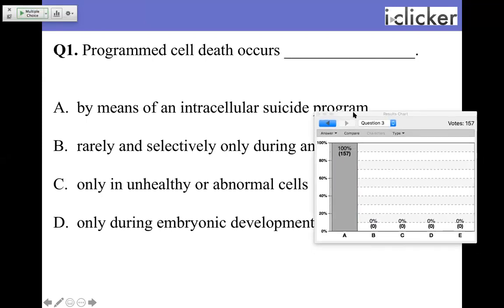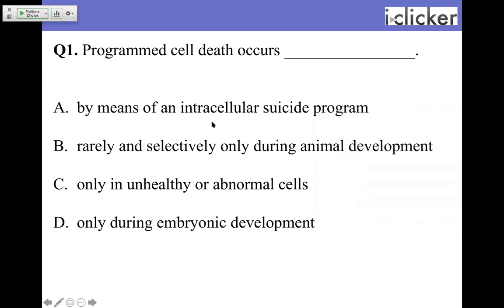Yes, for programmed cell death, the only statement that describes it correctly is that it's an intracellular suicide program. The cell is activating a sequence of events that results in this nice, neat breakdown and condensation of components. It occurs in normal development. It occurs frequently. It can occur in unhealthy, damaged, abnormal cells, and can occur at any time in development, as well as in adult tissues.